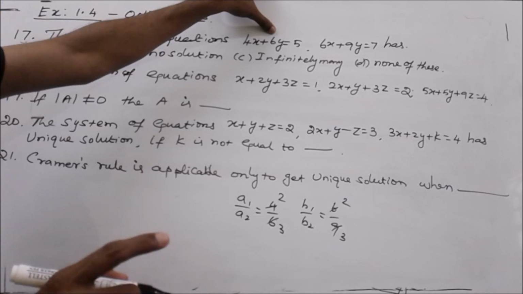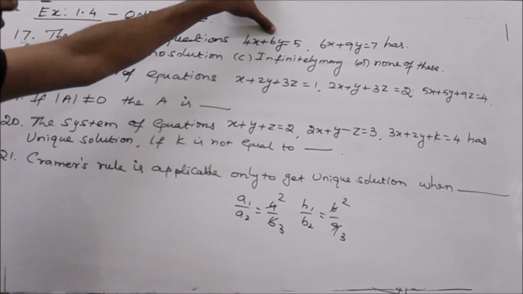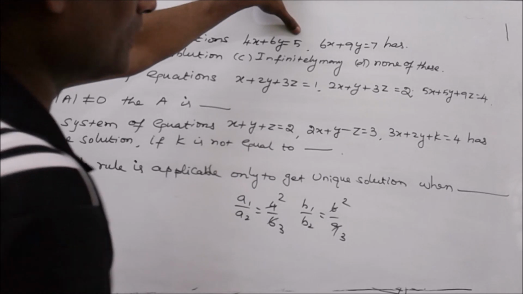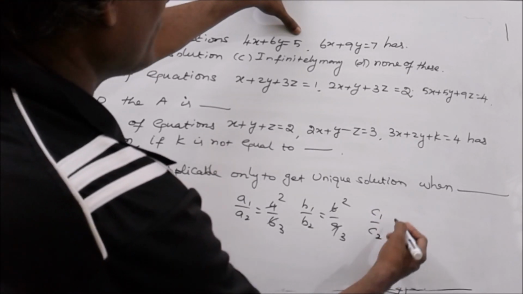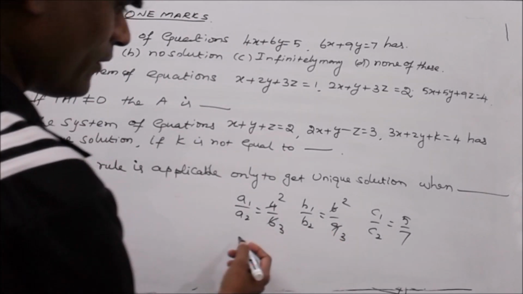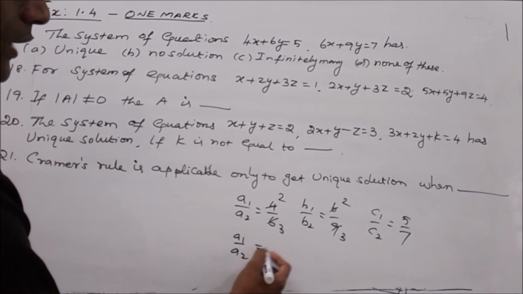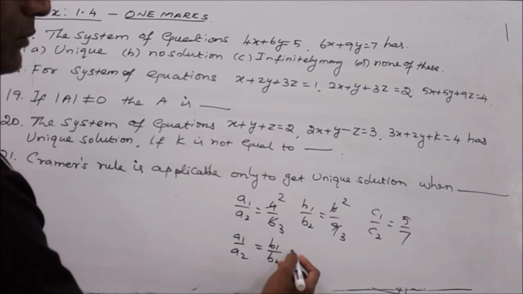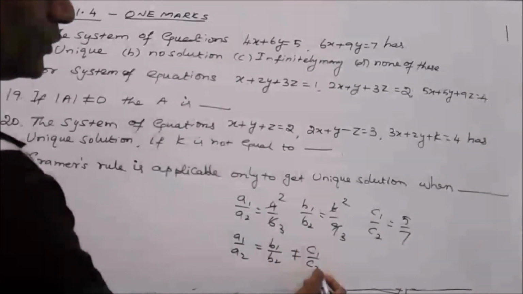Second case: a1 by a2 equals b1 by b2 equals c1 by c2. So check the third one, c1 by c2 is equal to 5 by 7. Here a1 by a2 equals b1 by b2 but not equal to c1 by c2.